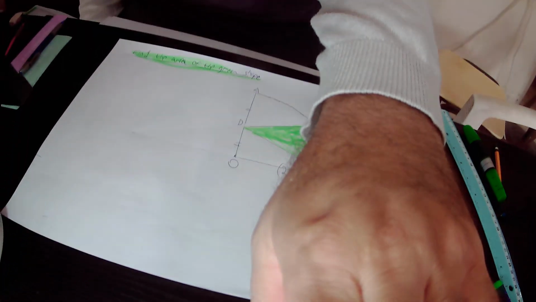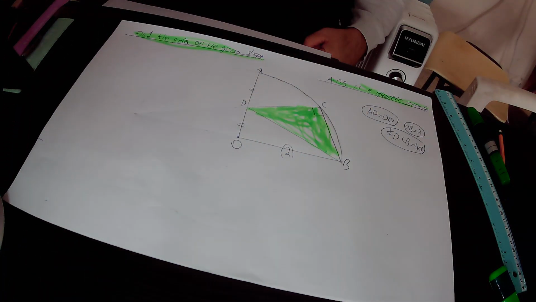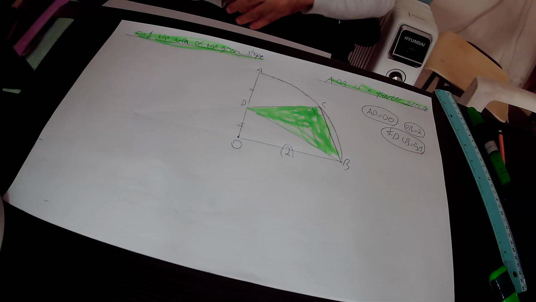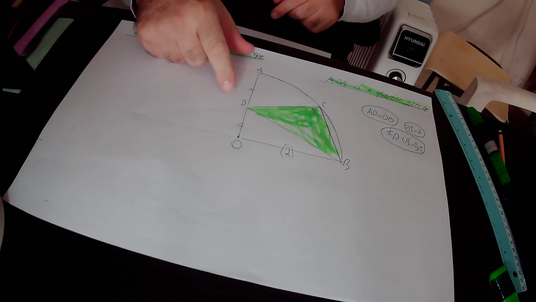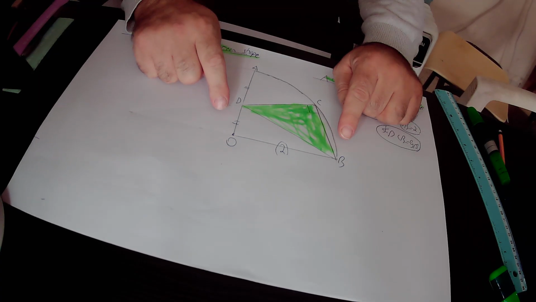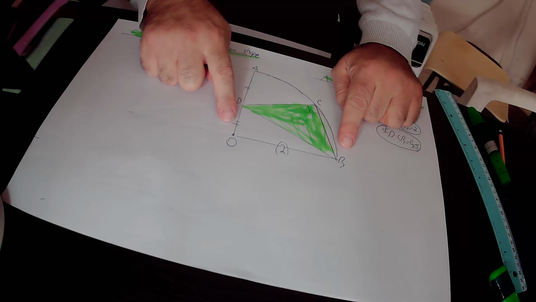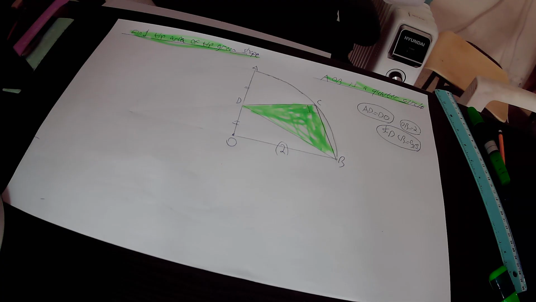In this lecture we find out the area of the green shape. In the drawing we have quarter circle AOB. We know that AD equals DO. This is side OB, which is equal to 2 units in length. And this is angle DCB, which is a right angle. Again, our task is to find the area of this green shape.